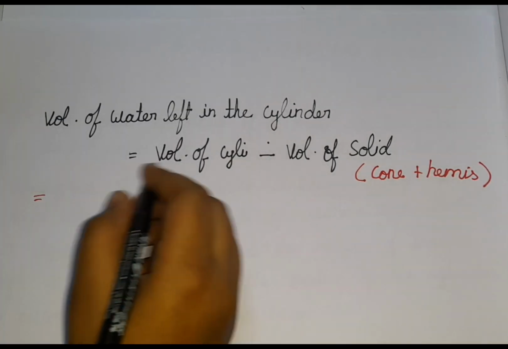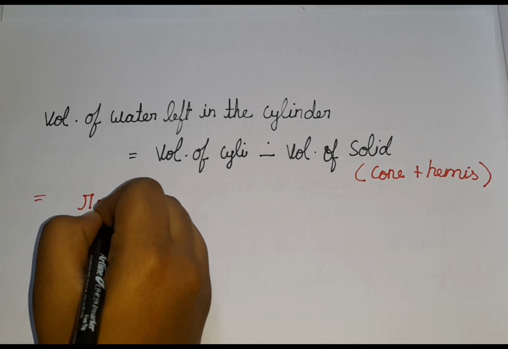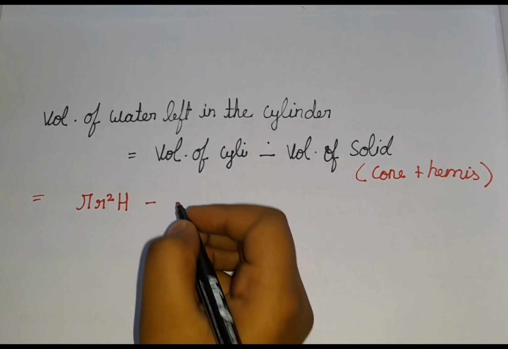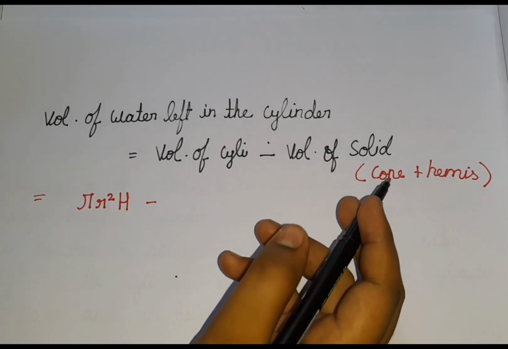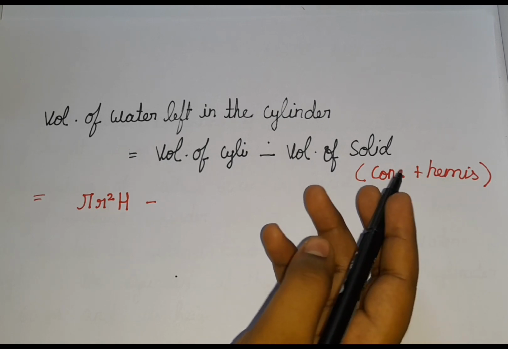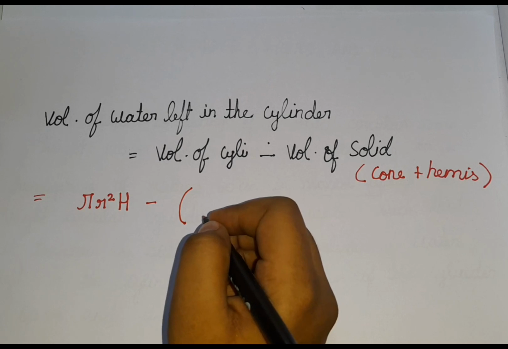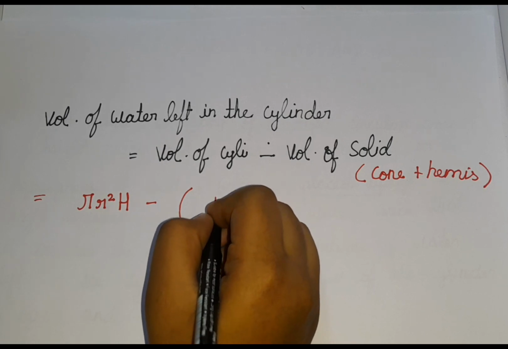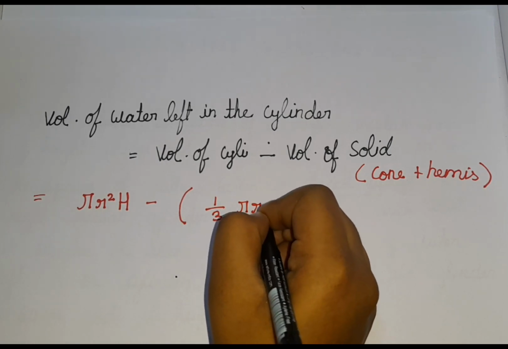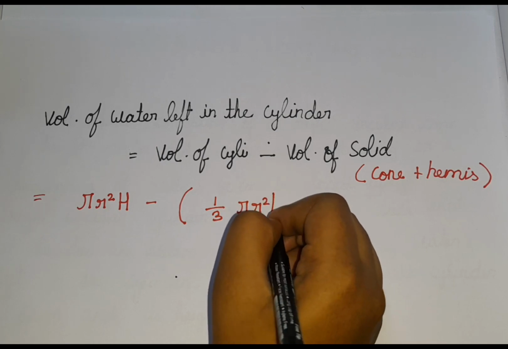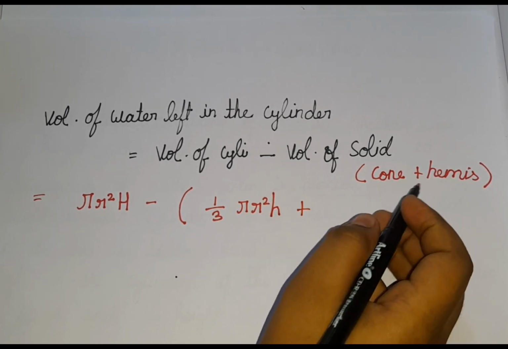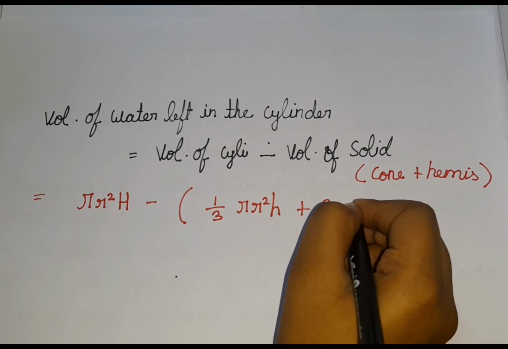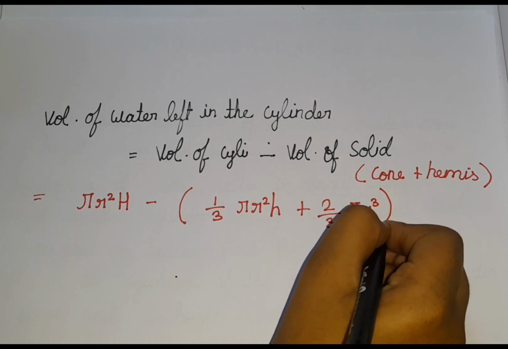Okay, so let us write. The volume of the cylinder is pi r square, and here H is capital. Then minus the volume of the solid, that is cone plus hemisphere. So what is the volume of the cone? Let us write it in a bracket, it will be much better. The volume of the cone is 1 by 3 pi r square, and for the cone I took the height as small h, plus the volume of the hemisphere, which is 2 by 3 pi r cube.